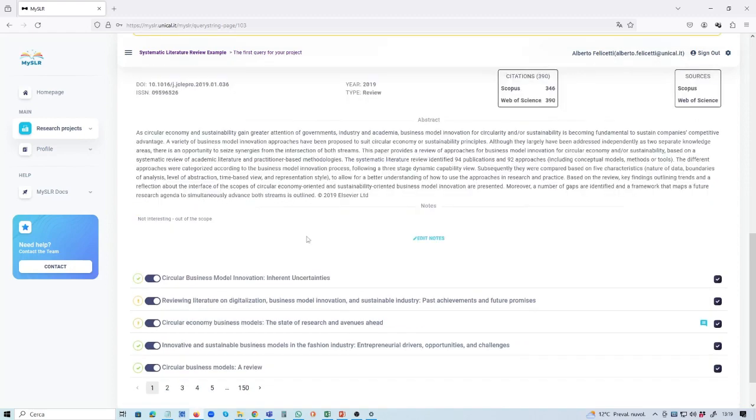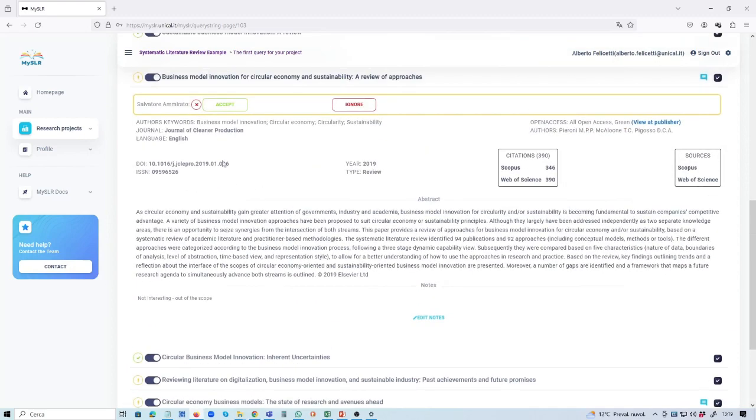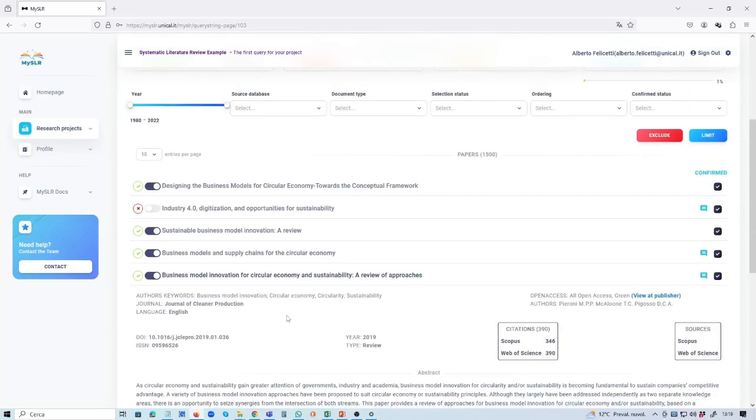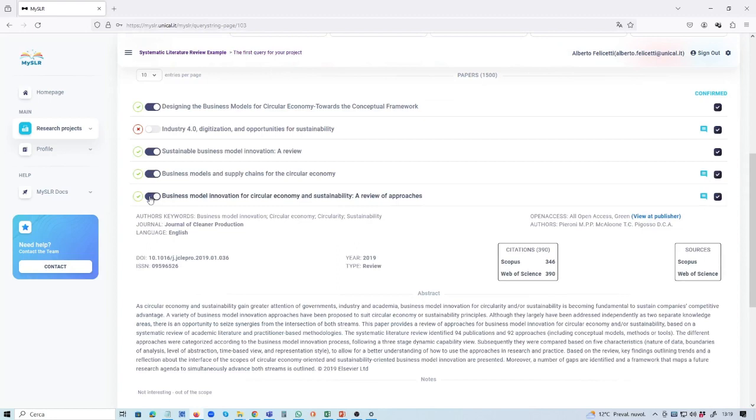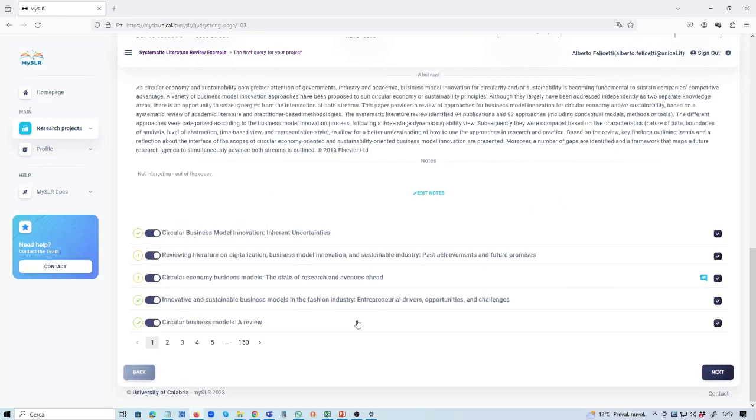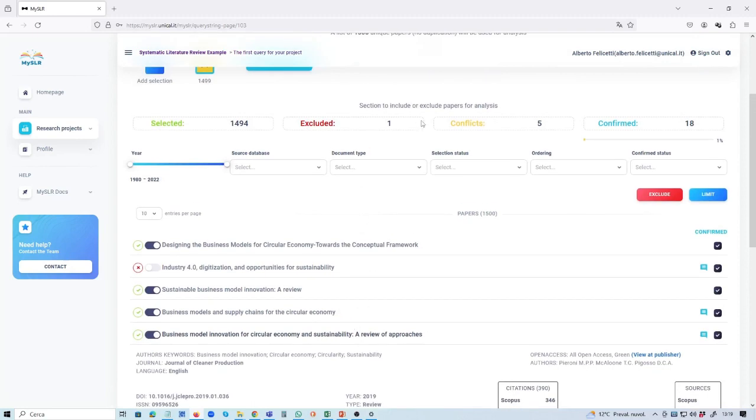Otherwise, you can go on another paper that your collaborator, Salvatore Mirator, decided to exclude. Reading it, it is not in scope. Read the abstract and decide to not accept the suggestion of your collaborator. So ignore his suggestion. This means, by ignoring, that the paper is selected. It is no more in conflict. And so on.